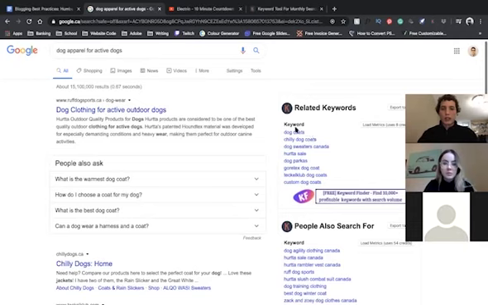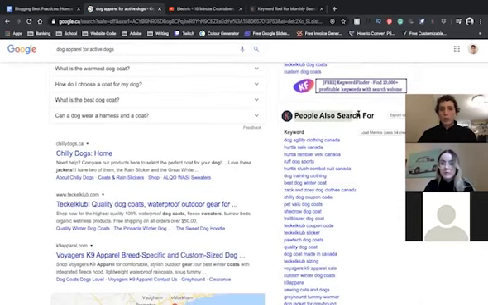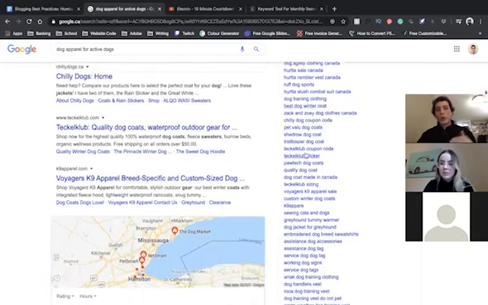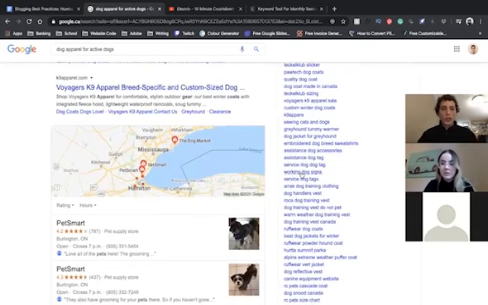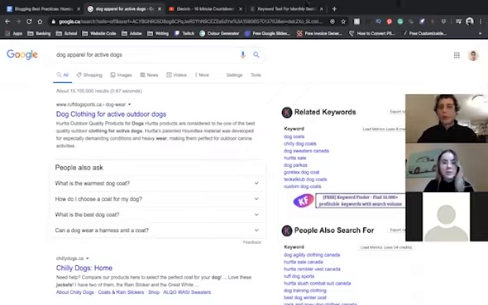And then we're going to get more keywords here. Dog coats, chili dog coats, dog sweaters Canada. And then you can also get "people also search for" dog agility clothing Canada, and it's just going to give you even more. So this is a really, really helpful tool to build up your keyword list and even get inspired on what you're going to write about. Do we have another question come in?